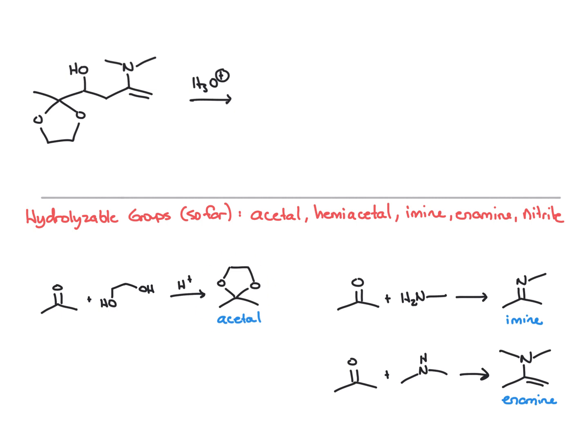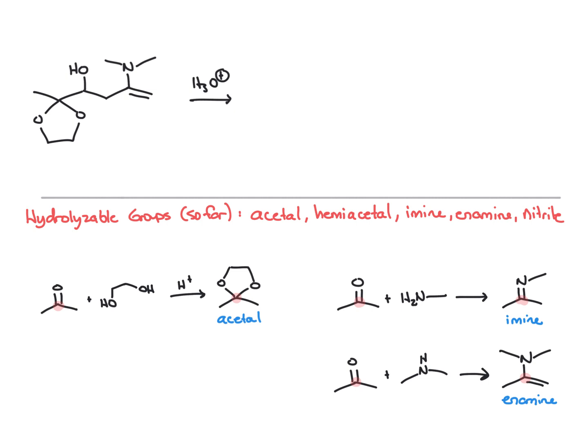So an acetal, here's a cyclic version. You can take this ketone and react it with this diol in the presence of acid, and that ketone carbon becomes the acetal carbon. Similarly, for an imine, you take the ketone, react it with a primary amine, and you get an imine. And then for an enamine, a ketone plus a secondary amine gives you the enamine. All of these reactions are the forward direction.